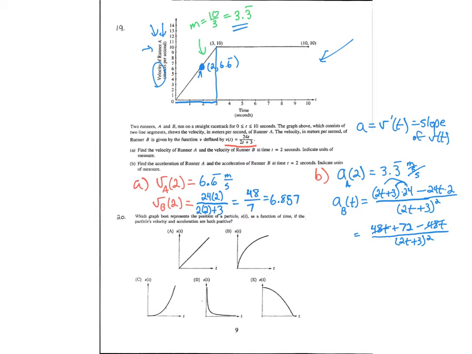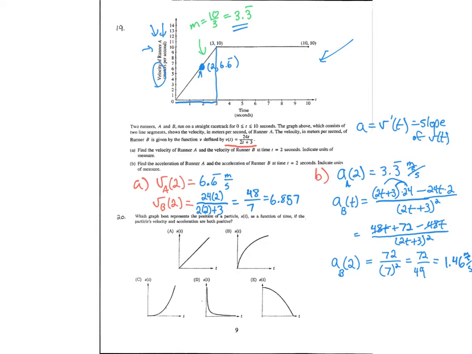And from there, if we find the acceleration at time 2, by just plugging in 2, we'll get 72 divided by 7 squared, 72 divided by 49, which is 1.46 meters per second per second.